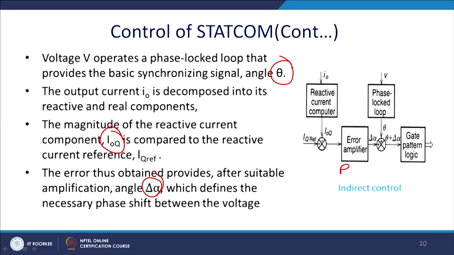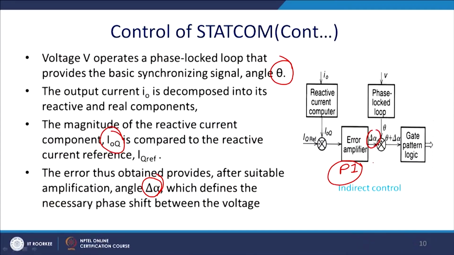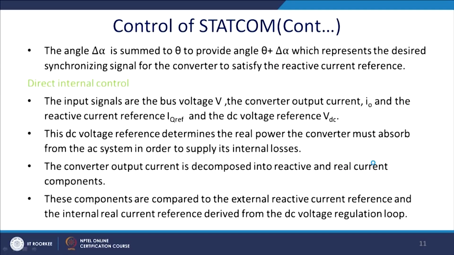Generally it is nothing but a PI controller. The PI controller will generate this del alpha, which defines the necessary phase shift between the voltage and the current. This is the principle of the operation. Del alpha will be added with theta, and thus the net angle will be theta plus del alpha, and that will be given to the gate firing logic. The angle del alpha is summed up to provide theta plus del alpha, which represents the desired synchronizing signal to the converter to satisfy the reactive current reference.